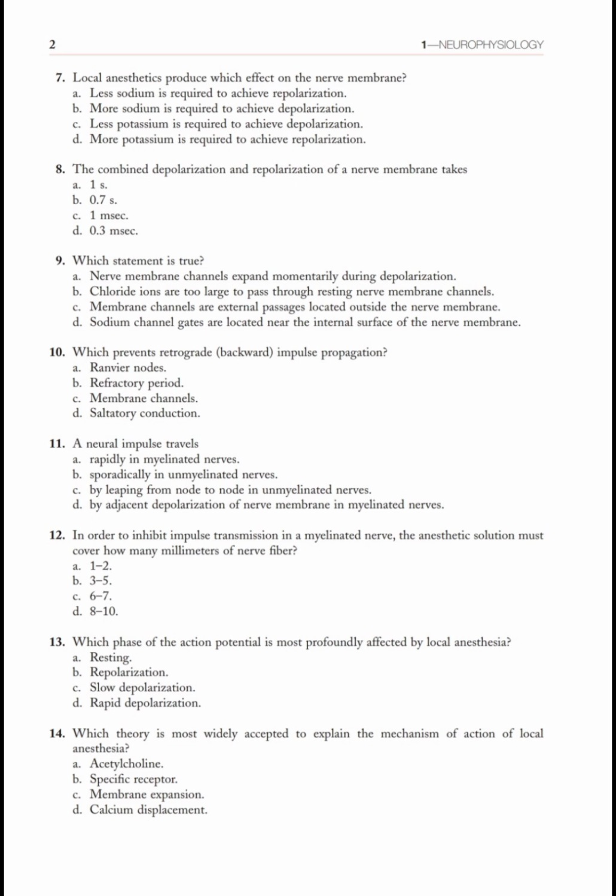12. In order to inhibit impulse transmission in a myelinated nerve, the anesthetic solution must cover how many millimeters of nerve fiber? A. 1 to 2. B. 3 to 5. C. 6 to 7. D. 8 to 10. The answer is option D.